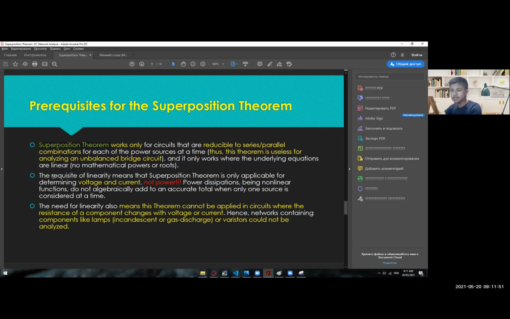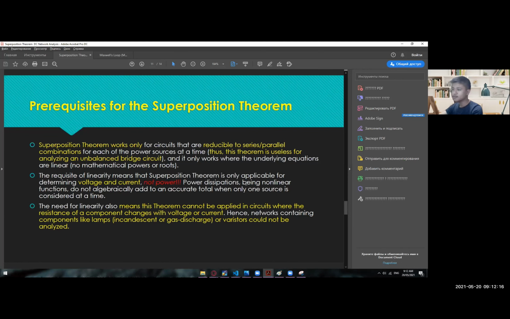Okay, so the requisite of linearity means that the superposition theorem is only applicable for determining voltage and current, not power. Okay, so we can only solve the individual voltage and then individual current using the superposition theorem, but not the power. That is why we don't have an example of solving for power in superposition theorem.